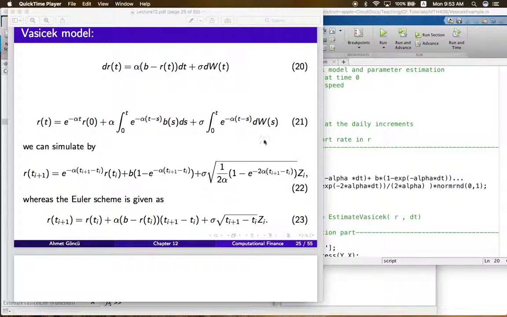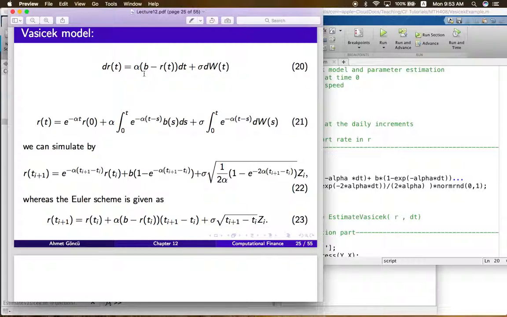So let's continue with this simulation of our Vasicek model. But in order to do that, we need to look at the analytical solution of the stochastic differential equation. Remember that we have this equation 20 that describes the evolution of the short rate r in time, and this alpha, b, and sigma here are constant parameters in the Vasicek model.